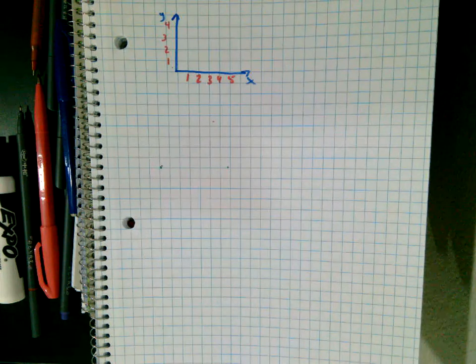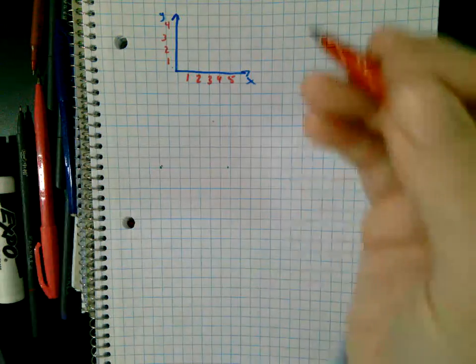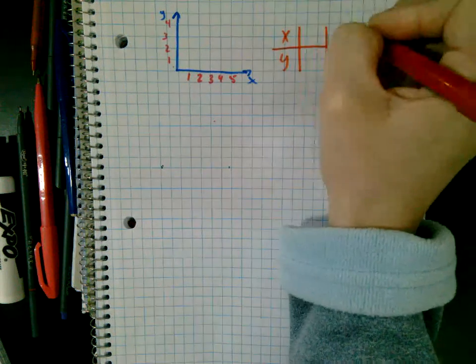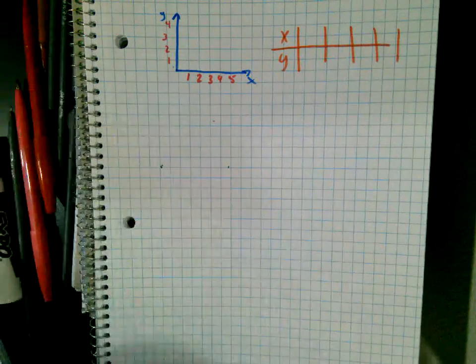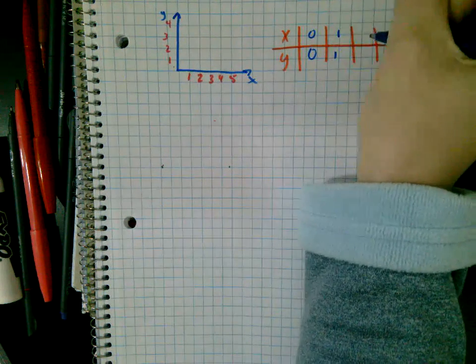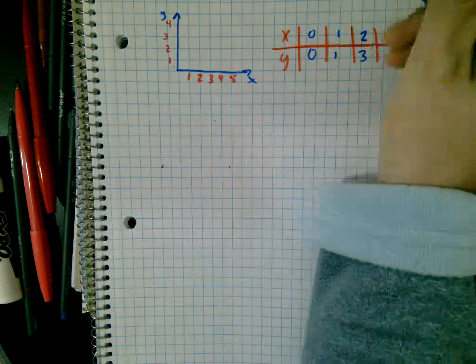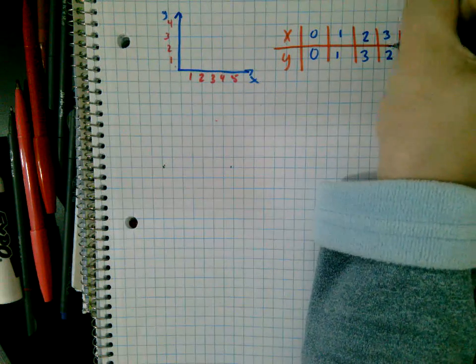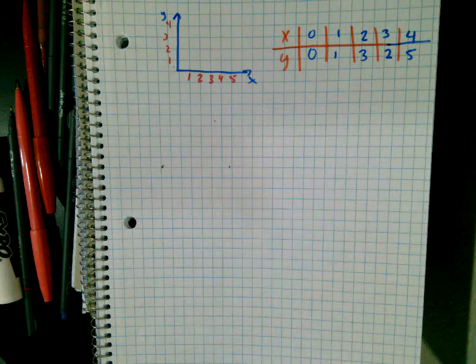All right. And now I'm going to graph these points. I'm going to graph 0, 0. Hey, that's a good sign. 1, 1. Okay, I like that. 2, 3. 3, 2. 4, 5. These are the points I'm going to graph.